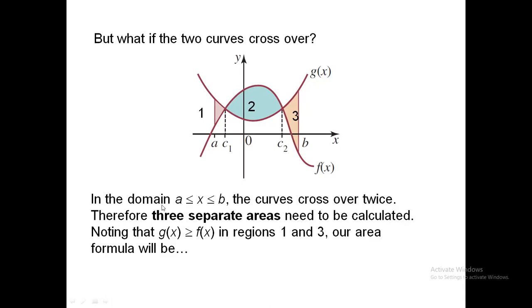In that domain, x greater than or equal to a and x less than or equal to b, the curves cross over twice, therefore 3 separate areas need to be calculated, noting that g of x is greater than f of x in regions 1 and 3. Your g of x is higher than your f of x, but it's different with the one in the middle because your f of x is higher than g of x. So what should be our formula? This is our formula.